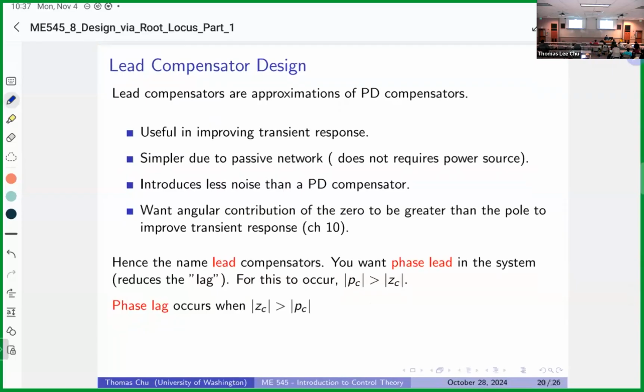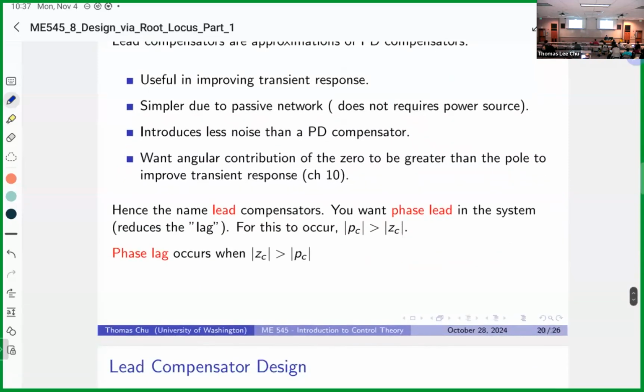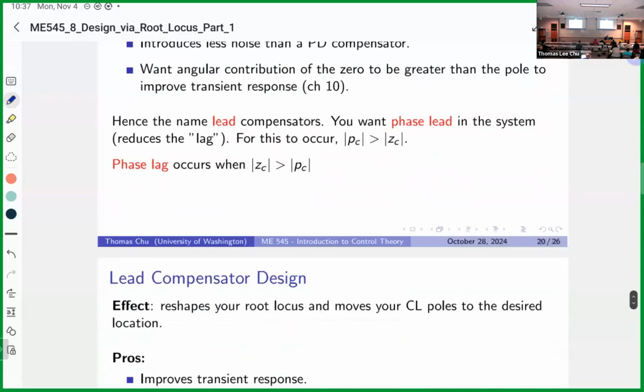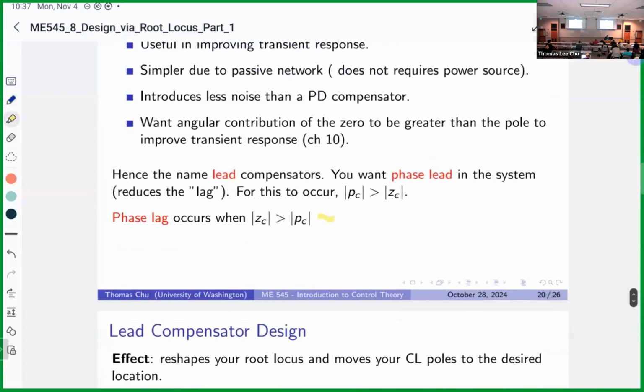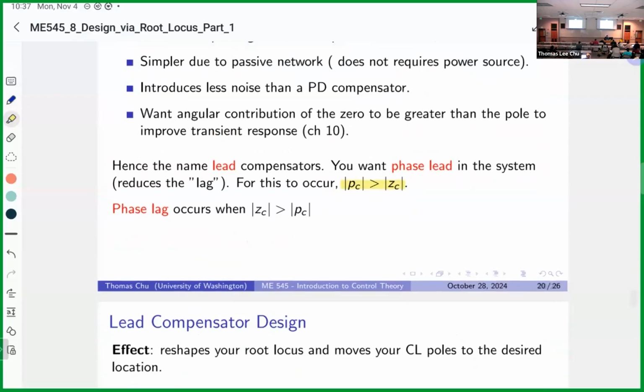So basically, the whole idea of lead compensator is that they reduce your system delay. PD controllers also do the same thing where they reduce your system delay as well. But in this case, for lead compensator to work well, you need your pole to be further away from your zero. So this is the main design criteria. If your P is greater than Z, you're good. But if your Z is greater than P, then you need to redesign the system again.